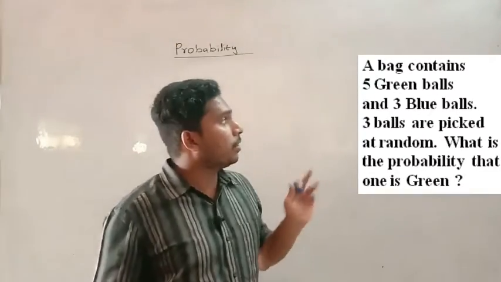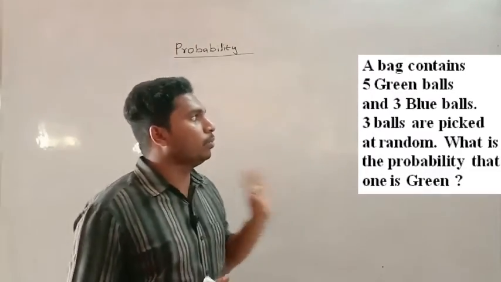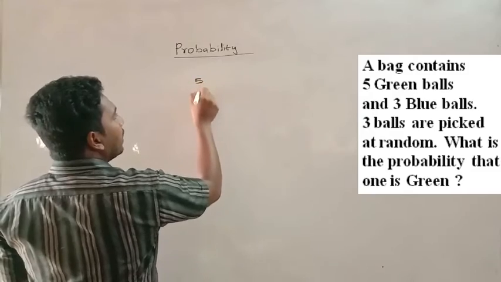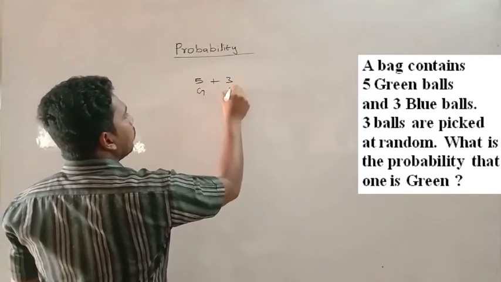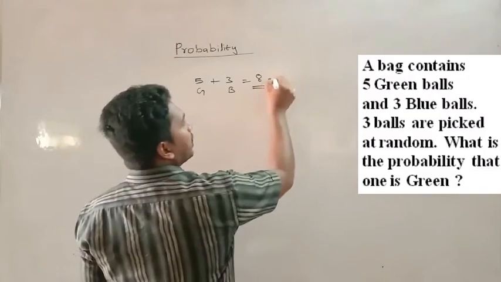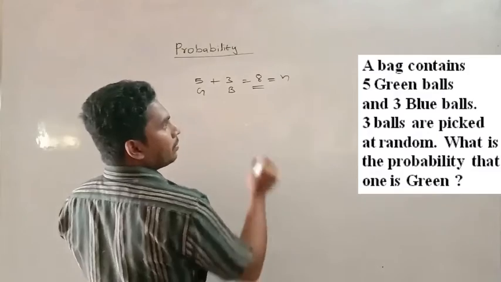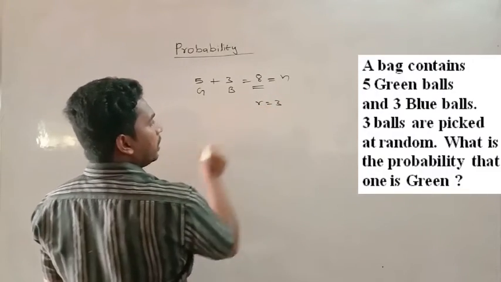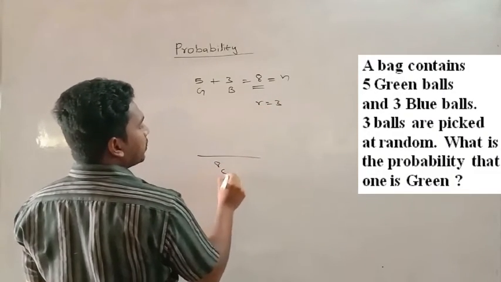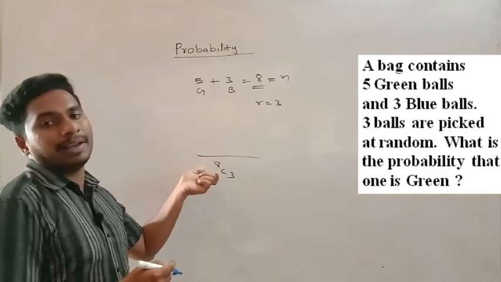Now let us solve another problem. A bag contains 5 green balls and 3 blue balls. So how many total balls are there? 8 balls are there, that equals n. 3 balls are picked at random, so r is equal to 3. So your denominator is 8C3. 3 balls are picked out of the total 8 balls.